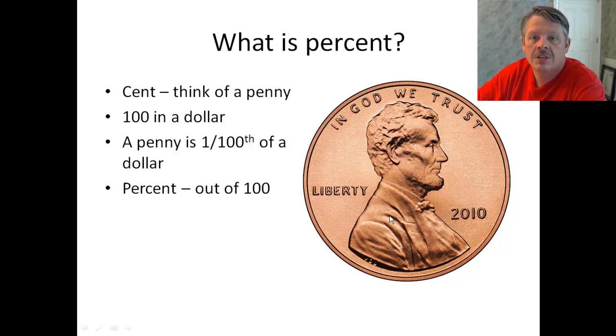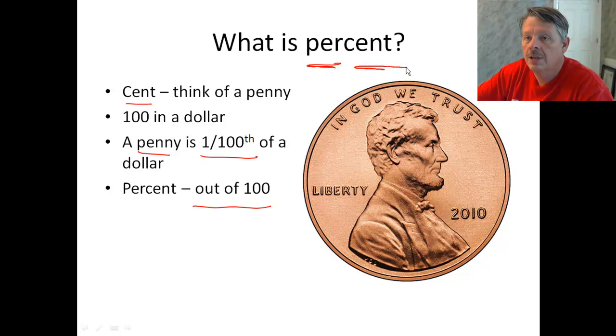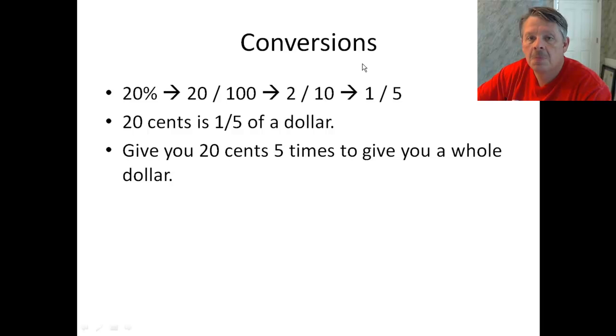Well, think of a cent, think of a penny. There are 100 of them in a dollar. A penny is 100th of a dollar. So what is a percent? Well, a percent simply means it's out of 100. And that's an easy way to remember it because a cent or a penny is 100th of a dollar. All right, so that's all percent means. Percent means per, means out of, and that's 100. So out of 100.